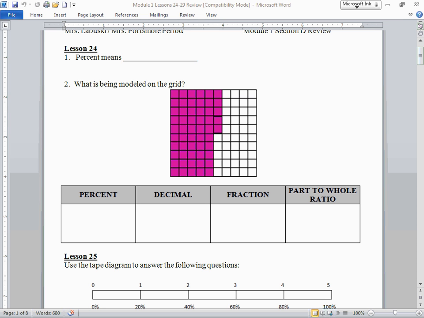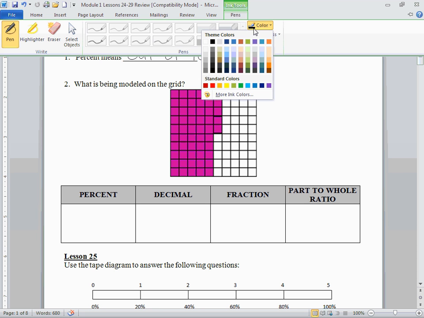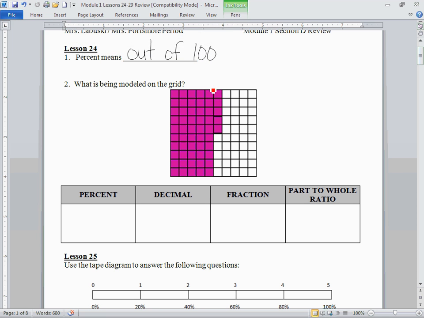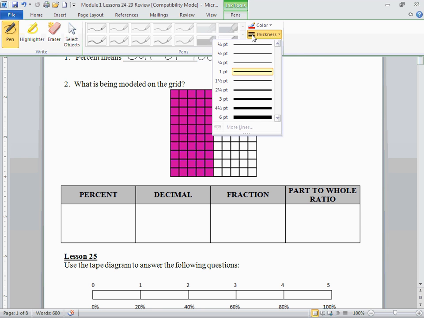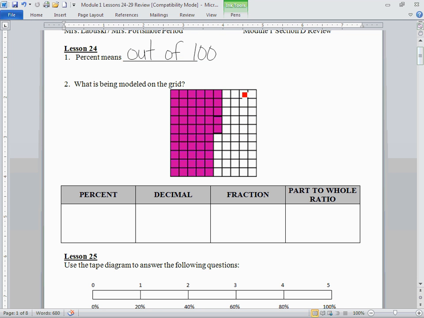So let's take a look at number 1. Percent means? Exactly. Okay, let's take a look at this picture. I realize it may not have printed very clearly. There's problems with the copy machine, but you can see it better on the board. So what percent is being modeled on that grid? Everybody? 55%.